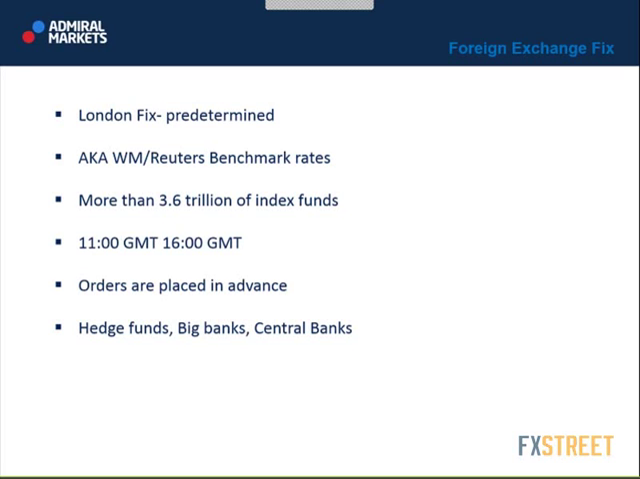Now, the importance of this London fix, or Reuters benchmark rates, lies in the fact that they are used to value trillions of dollars in investment held by pension funds and money managers. And that includes more than 3.6 trillion of index funds. All of the orders are placed in advance, okay? So the trader from the bank already knows how much he has to buy and sell, and from here comes his edge, because he can front run those orders ahead.